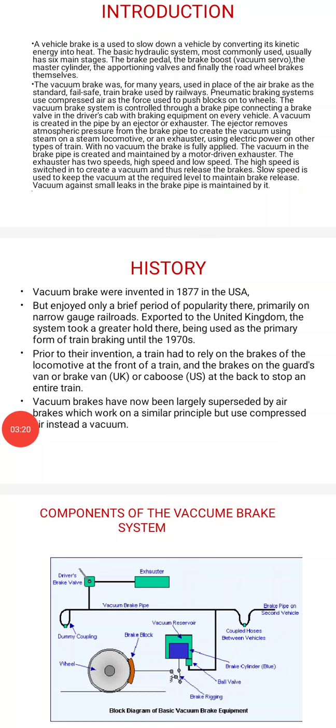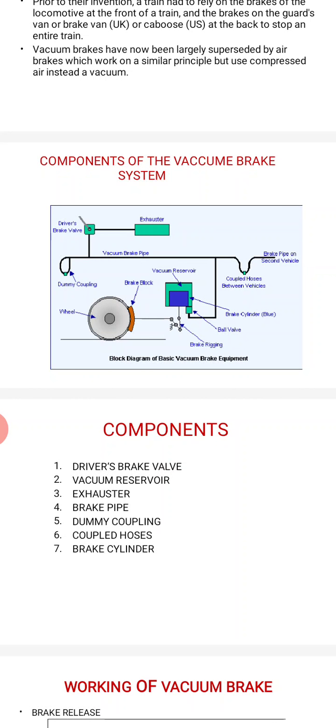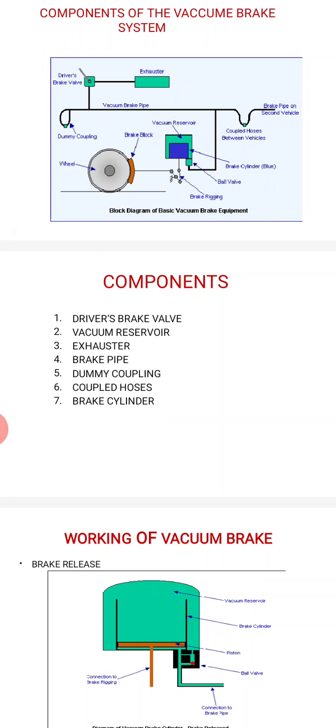The components of the vacuum brake system: the exhauster, driver brake valve, the dummy coupling, vacuum brake pipe, ball valve, brake cylinder, vacuum reservoir, brake rigging, the brake block, the wheel, and the coupling hoses between the vehicles. The main components are the driver brake valve, vacuum reservoir, exhauster, brake pipe, dummy coupling, coupled hose, and the brake cylinder.